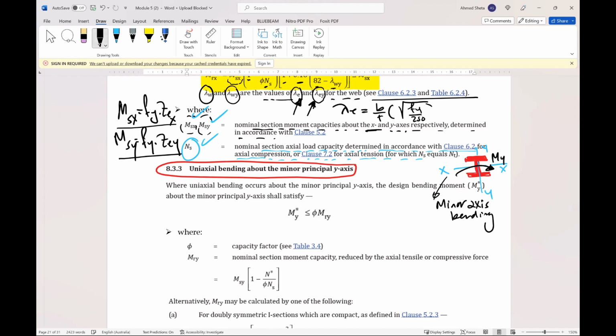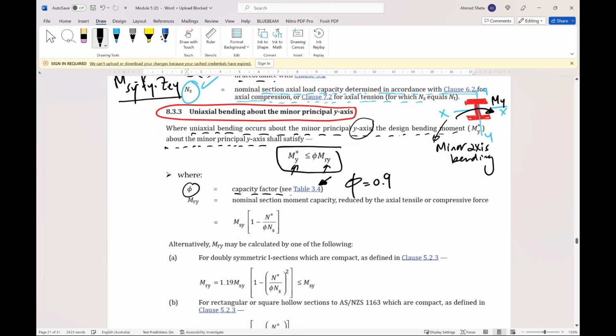Where we have uniaxial bending about the minor axis, or y axis, the design bending moment M star about the minor axis shall satisfy this formula. The similar formula, but for My, where phi again is the capacity factor. Phi is usually equal to 0.9, but you have to refer to this table if there is another case. And MRY is the nominal section moment capacity reduced by the axial tensile or compressive force.